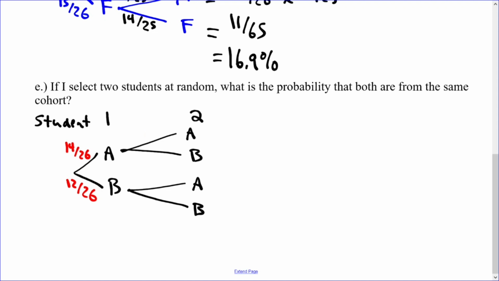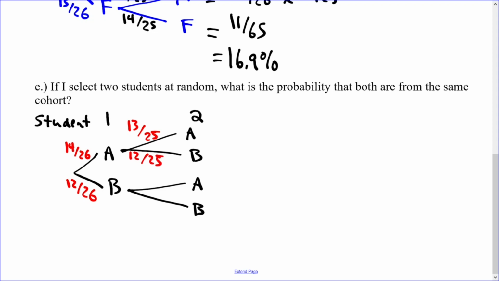Well, what's changed? We know there's one less student left from cohort A to be selected, so there's only 13. And out of the 26 students that were there to be chosen from, there are only 25 left. So it's going to be out of 25. The number of students in cohort B hasn't changed, so it's still 12. And the bottom number is 25.